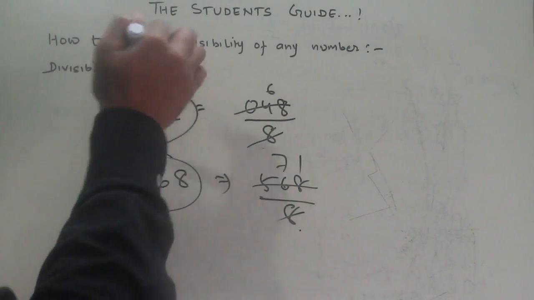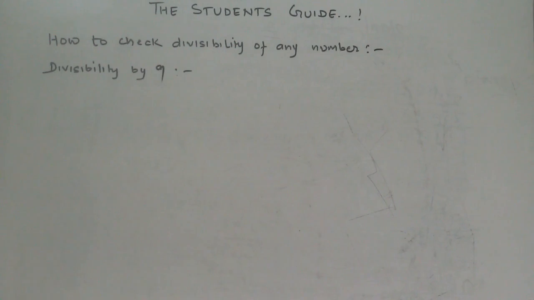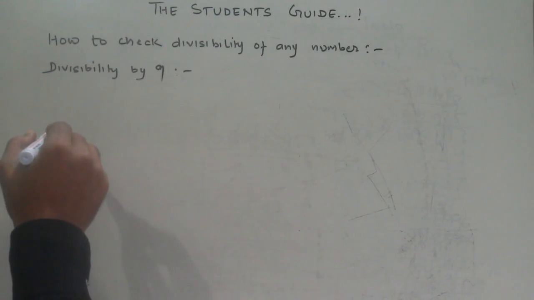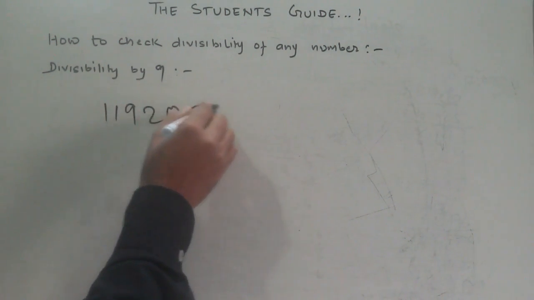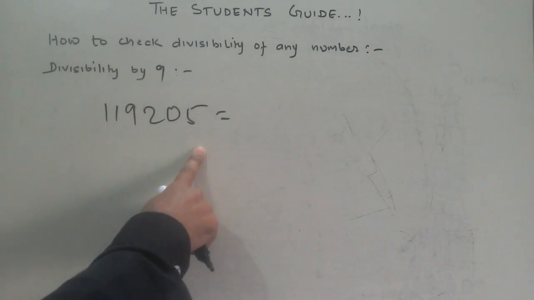Okay, divisibility by 9. Friends, divisibility by 3 and 9 are the same. All you have to do is add the digits of the number and see if the sum is divisible by 3 or 9. If the sum is divisible by 3, then the whole number will be divisible by 3, and if the sum is divisible by 9, then the whole number will be divisible by 9. Okay, so let's take an example. Suppose you have 119205 and check if this number is divisible by 9 or not.